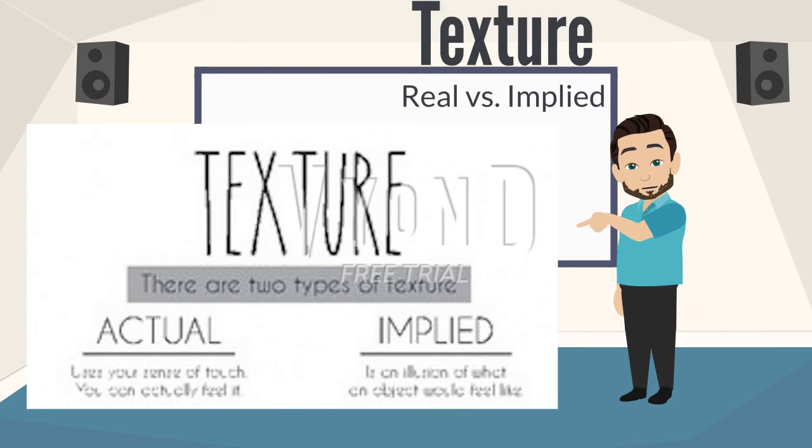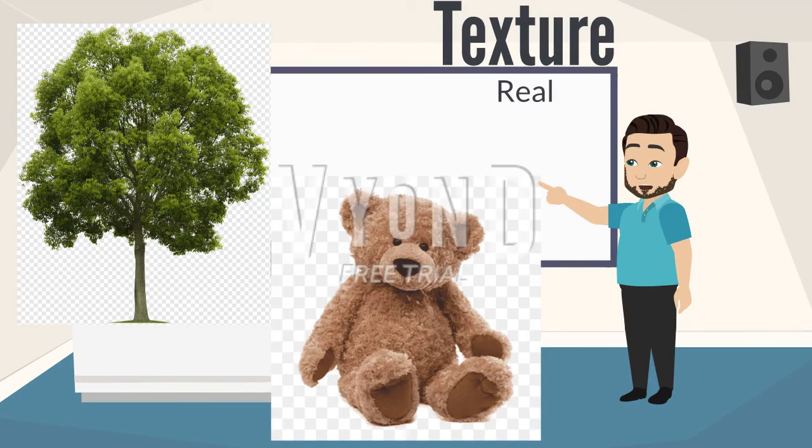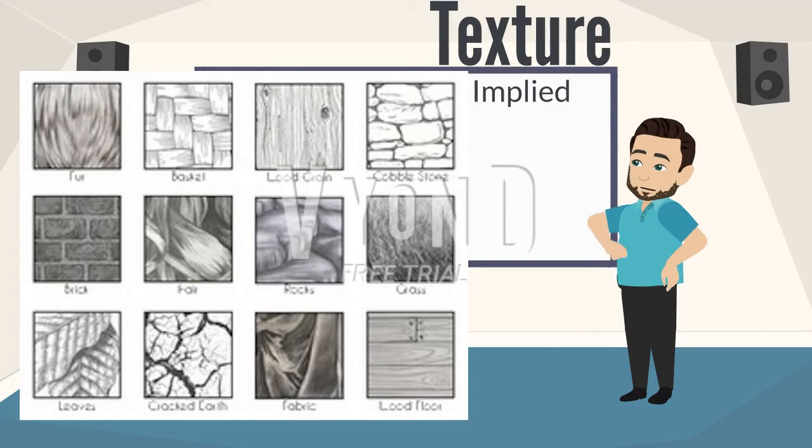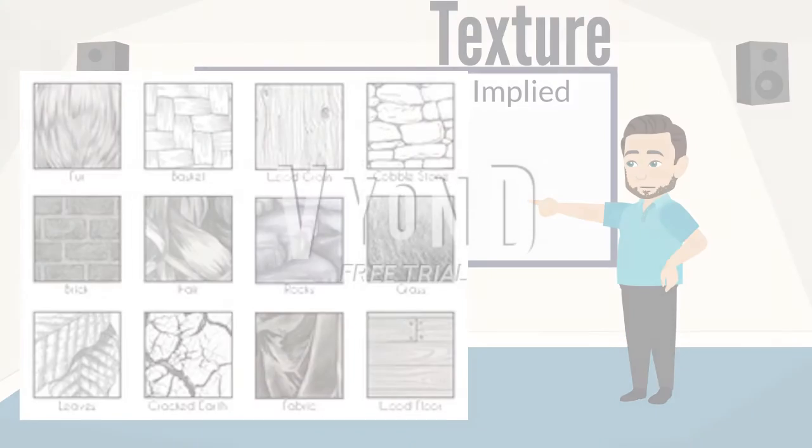Texture is how something feels or looks like it would feel if you could touch it. The 2 kinds of texture are real and implied texture. Real texture is found on objects you can touch, such as a tree or stuffed animal. Implied texture is when an artist makes something look like it has texture, even when you can't feel it.